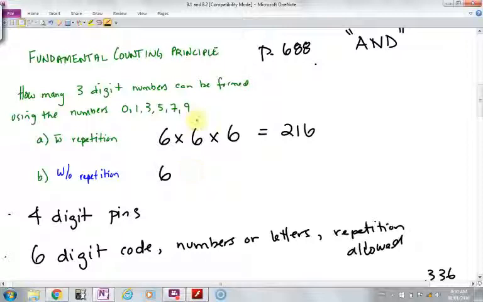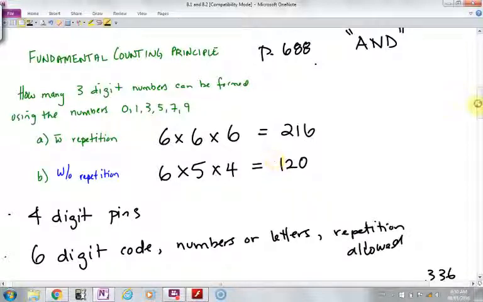Right, so we've got 6 choices for the first number, but then the number that I chose here, I no longer have available to me, so I only have 5 choices for the next number. And now neither of those 2 numbers are available to me, so I only have 4 choices for the next number. And so I have 6 times 5 times 4, which is only 120. So there are fewer choices if I have no repetition allowed. Okay? Questions? Does that make sense?